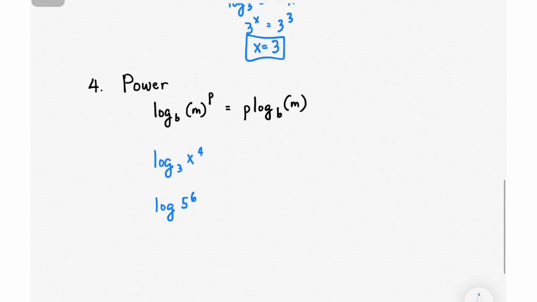And for the last, we have the power property, which states that if you are given log base b of m raised to p, it is equal to p times log base b of m. So if you are given log base 3 of x raised to 4, this is the same as 4 times log base 3 of x. And if you are given log of 5 raised to 6, this is the same as 6 times log of 5. And that completes this video about logarithm properties.